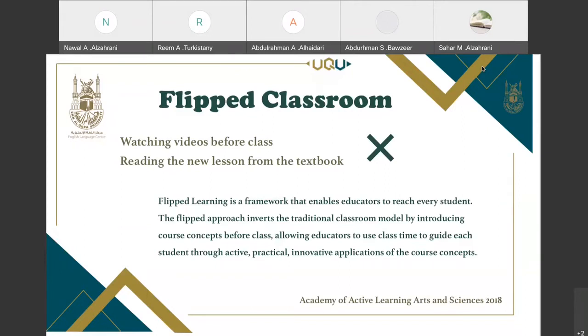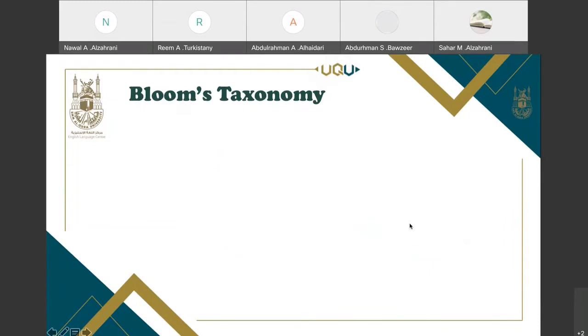So the flipped approach inverts the traditional classroom by introducing the course concept before class, allowing educators, who are the teachers, to use class time to guide each student through active, practical, innovative application of the course concept. So it's not only about giving them the material the day before; there is a lot of work to be done and preparation after that. Okay. I now want to relate this to Bloom's taxonomy in order to make things clearer, because Bloom's taxonomy forms the basis for us as teachers in the case of evaluation and assessment.